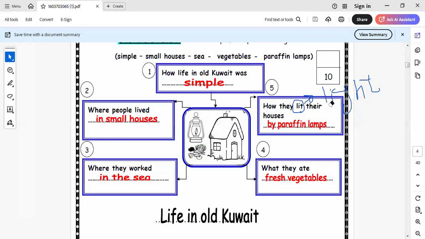Let's continue the rest of our lesson today. Here we have paraffin lamps. So here we have: life in Old Kuwait was simple. People lived in small houses and worked in the sea. They ate fresh vegetables, but they lit their houses by paraffin lamps.